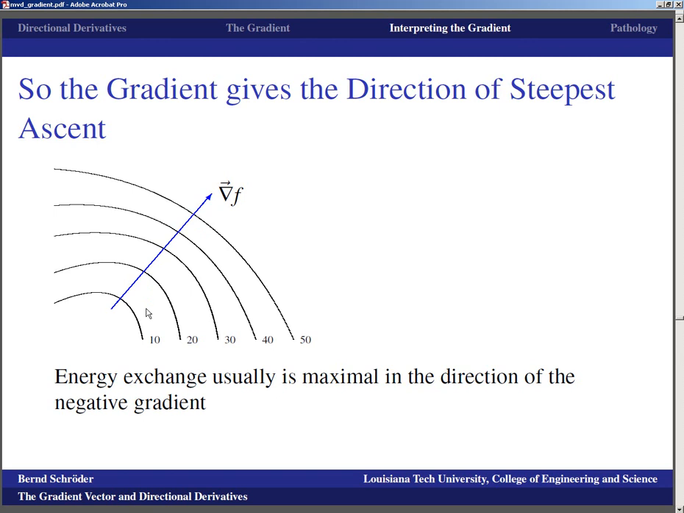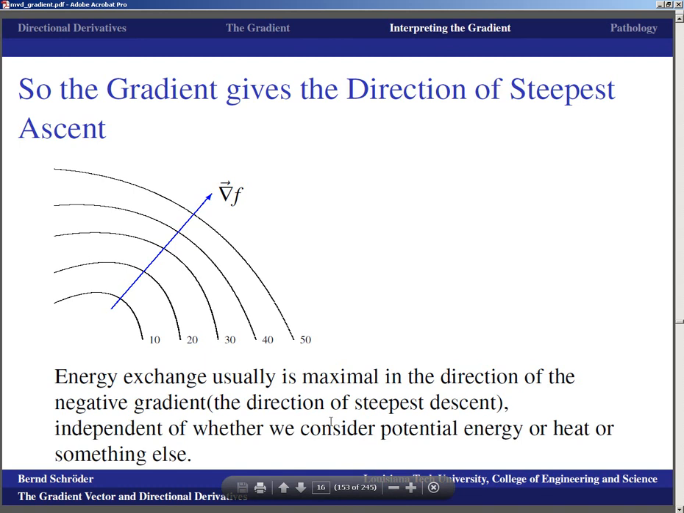If this was a temperature field, then heat energy would flow in the direction of the negative gradient because the warm parts would try to cool and would try to transfer heat energy to the cooler parts. So energy exchange usually is maximal in the direction of the negative gradient, which is the direction of steepest descent. And that means that it's independent of whether we are considering potential energy or heat or something else. So anytime in physics you have energy encoded in terms of a potential, the gradient will tell you the direction in which energy exchange preferably happens, and that is ultimately important for the derivation of various partial differential equations of mathematical physics.